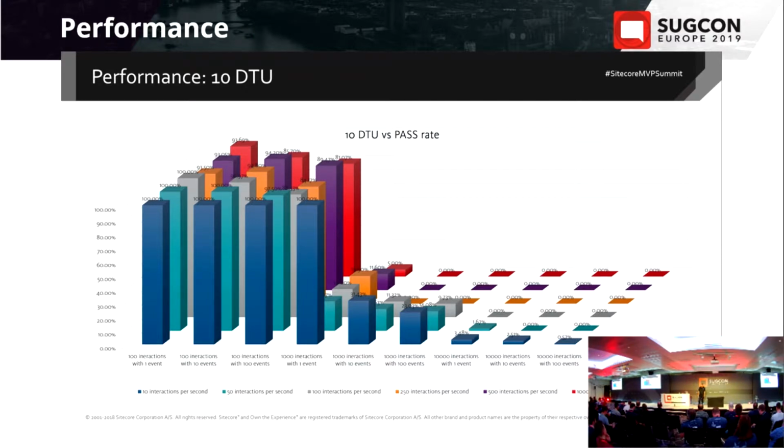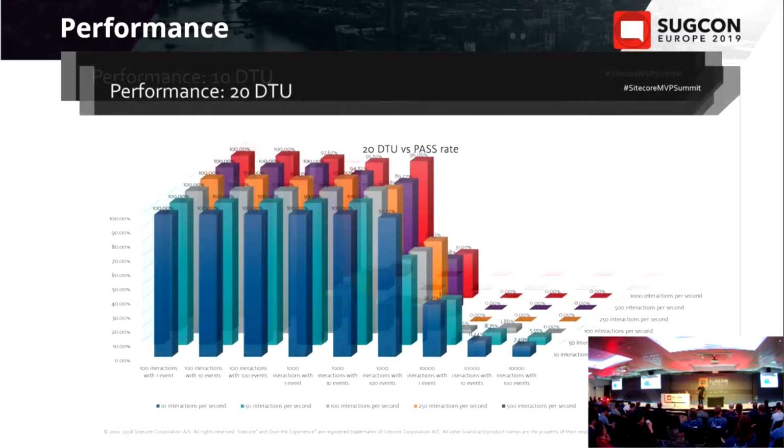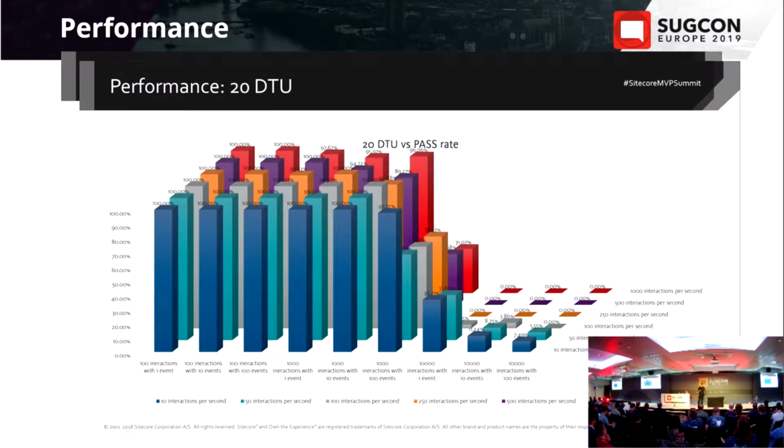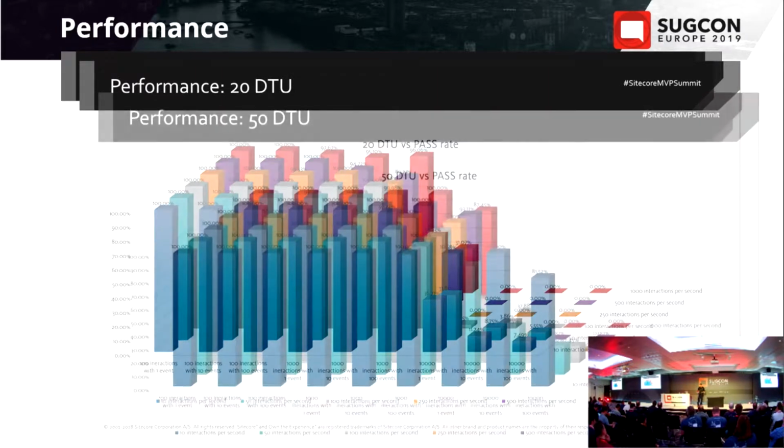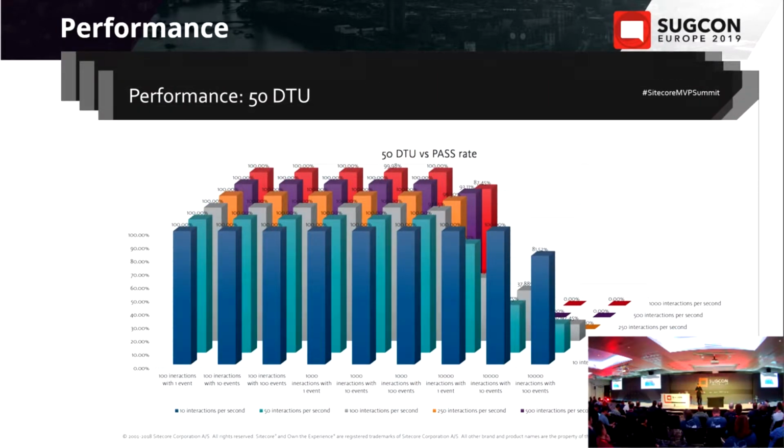In terms of performance, these slides are from the MVP Summit, which was shared with us a few months back. What they found was that as you throw more data at it, you will start to get errors and losses. But the bottleneck isn't the CPU. The bottleneck is actually SQL Server.